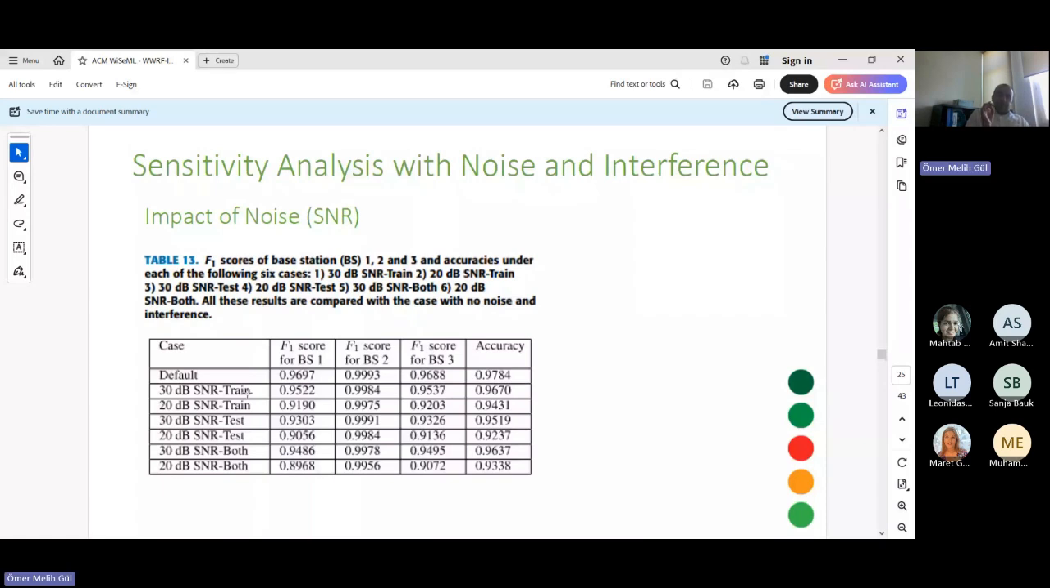And for each case, we consider 20 dB and 30 dB. When you consider 20 dB and 30 dB, it means that in the 20 dB SNR, signal to noise ratio, it shows the ratio of the signal strength, signal power over noise power. If it is 20 dB, it means the power of signal over noise is about 10.